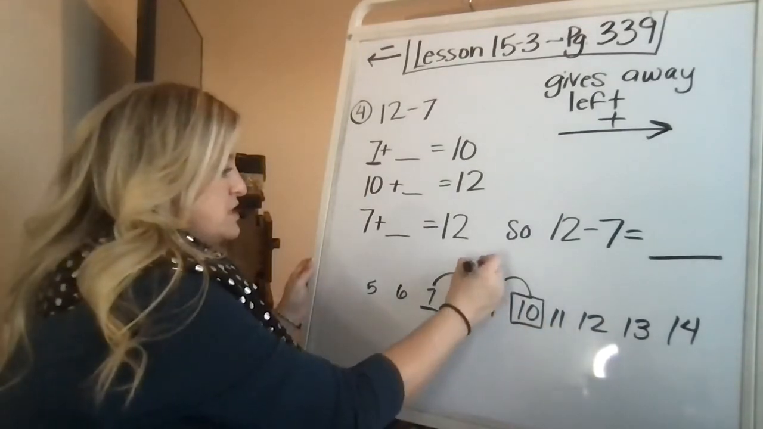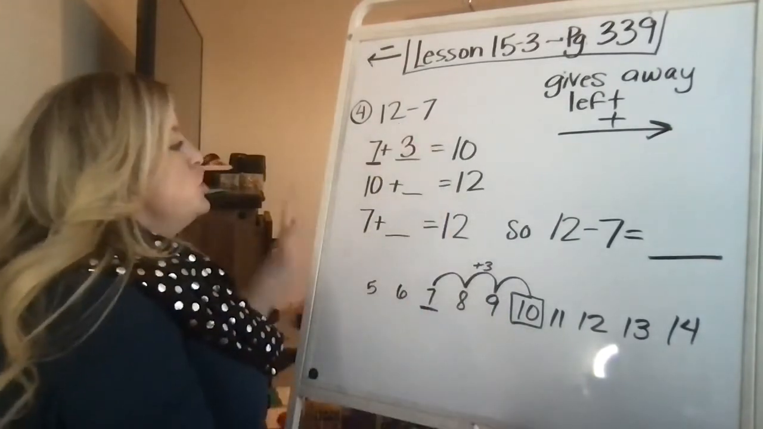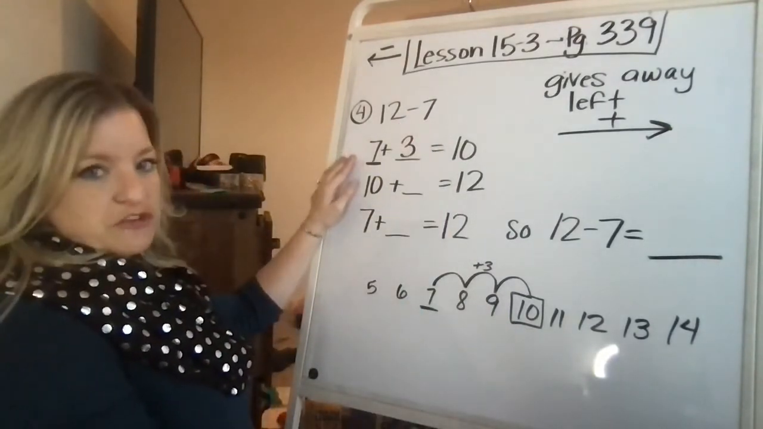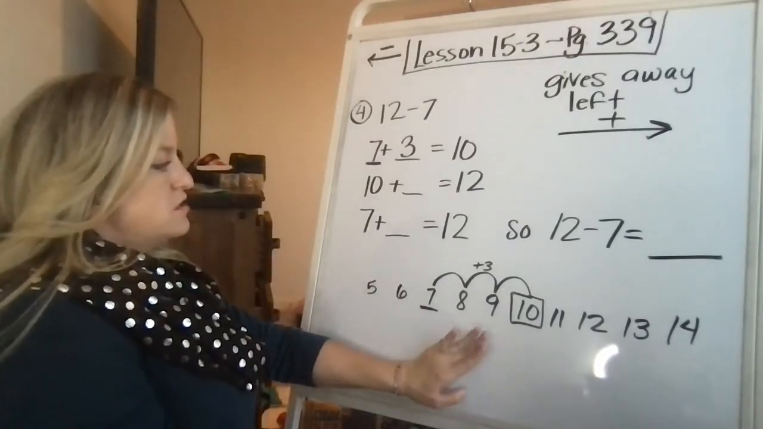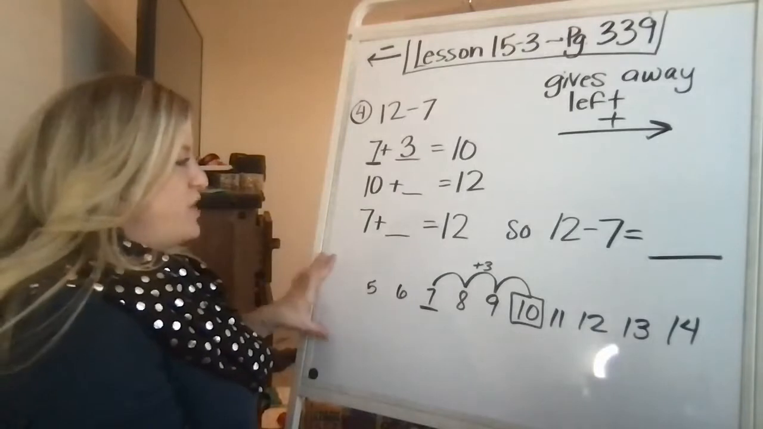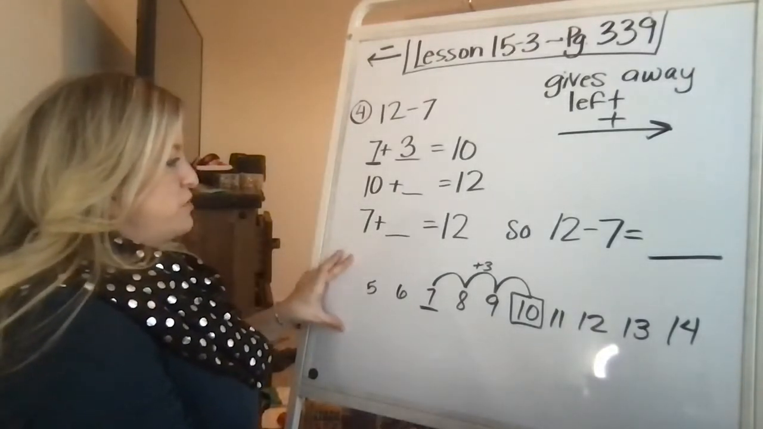So this was plus 3 jumps. So I know 7 plus 3 is 10. You might already know this because we've been working on our friends of 10. But what I want you to do is practice this strategy, okay? So this is all strategy. It's how we get there. All right, so even if you know that, still do this strategy with me.